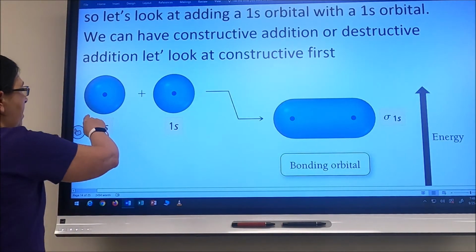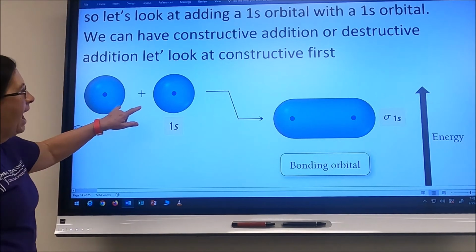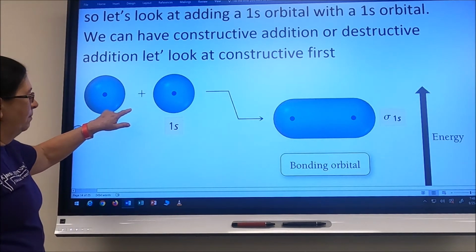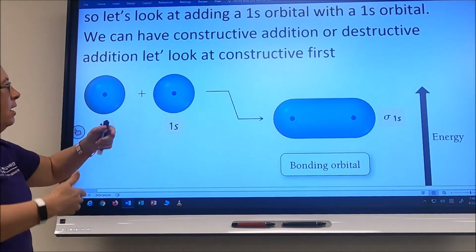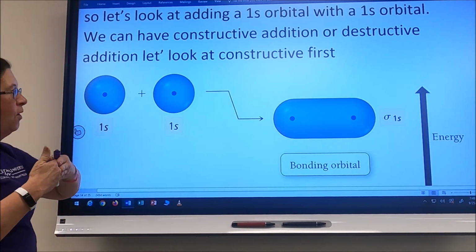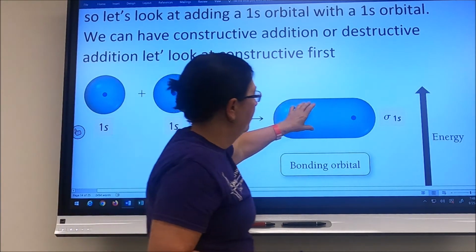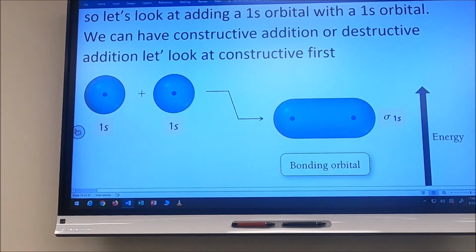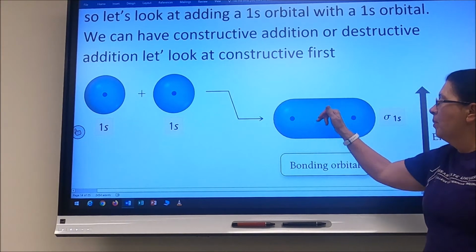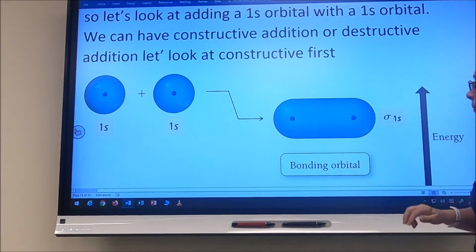If I mix a 1s together with a 1s, and they add together constructively, then in the region where they overlap I'm going to get reinforcement. They're doing the same thing at the same time, and we get this nice capsule-shaped molecular bonding orbital. It's called a bonding orbital because there is shared electron density between the two nuclei.